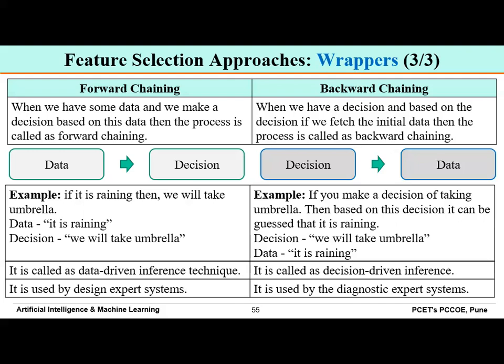So as an engineer, you may work on forward chaining, that is called designing expert systems. Or if you are a maintenance engineer and you want to go to the root cause, then you can work on diagnostic expert systems, right? So this is the difference between forward chaining and backward chaining.